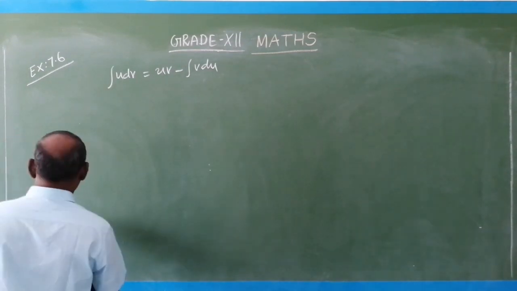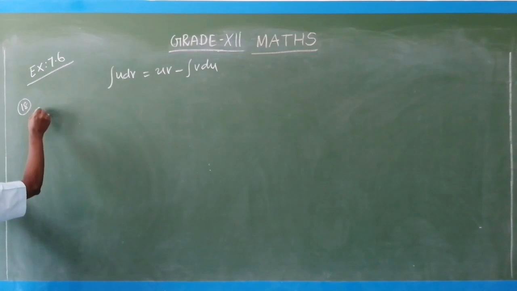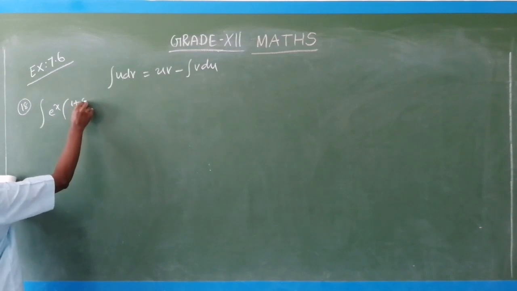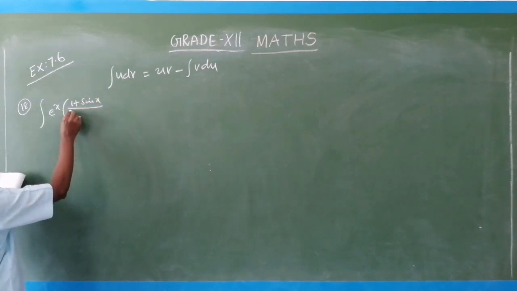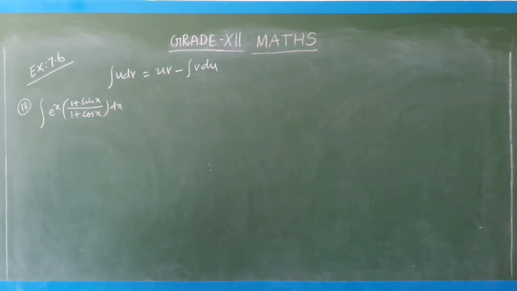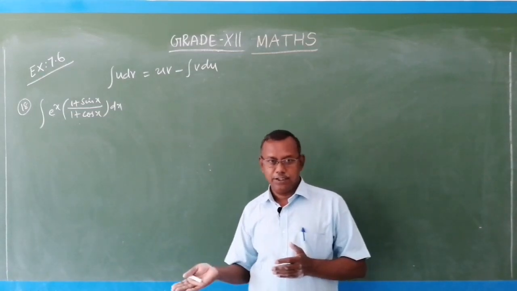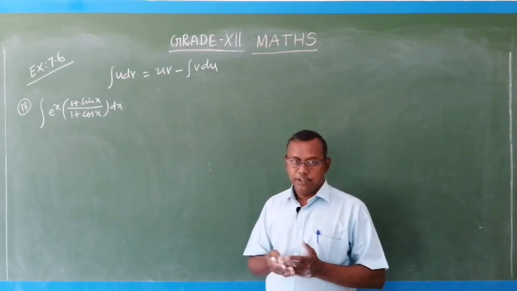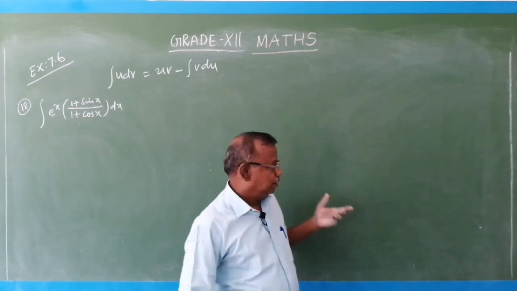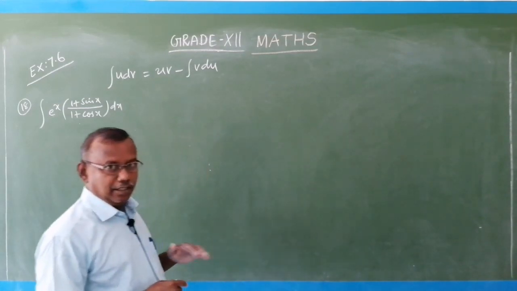This next question number 18. This is integral e power x into (1 plus sin x) by (1 plus cos x) into dx. Whenever we are given e power x and in addition to that some algebraic functions, I mean rational function or trigonometric functions, we try to make it as e power x into f of x plus f dash of x, then we can simply write the answer.